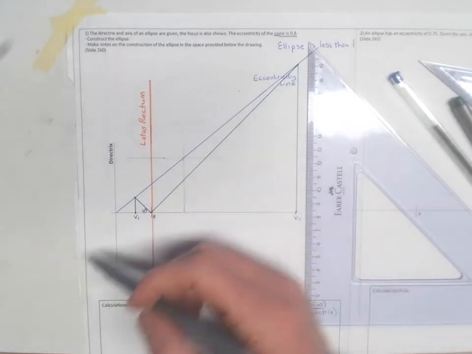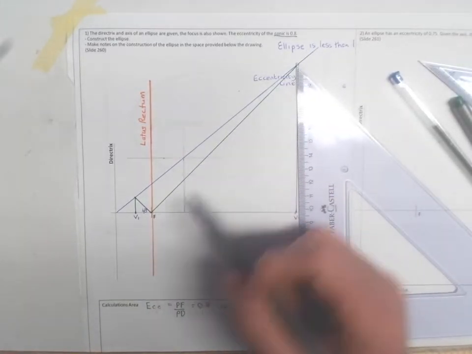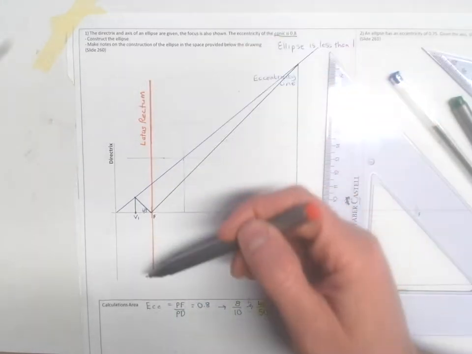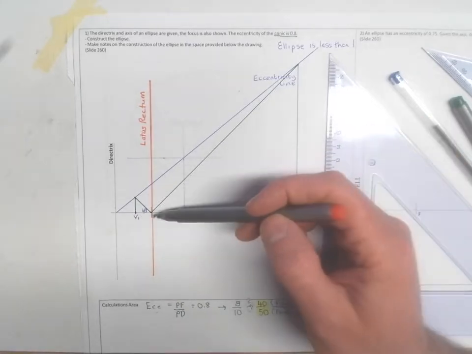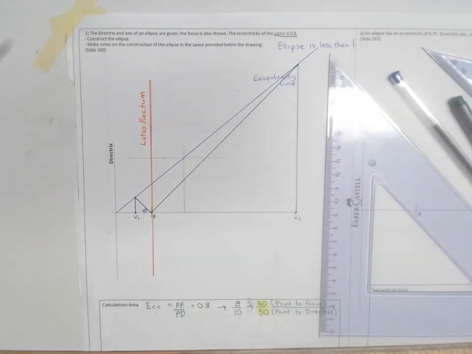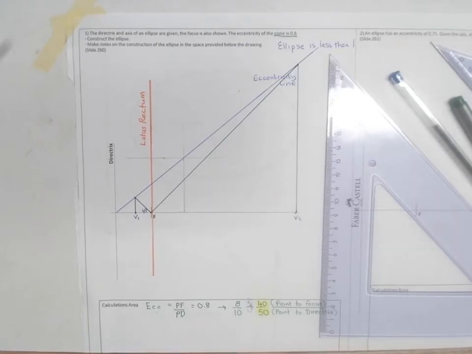So, that's just going back to the terminology that we have done over the last few days. We have our latus rectum, we have our vertex, we have our focus, and we have our vertex over here. So how do we find points along that?